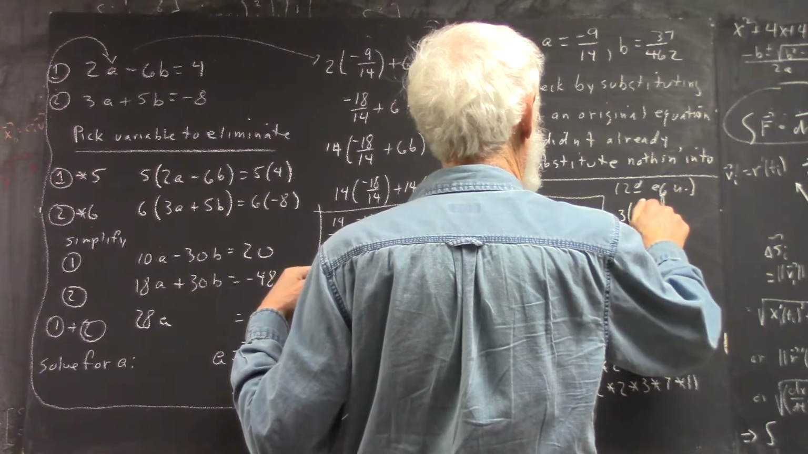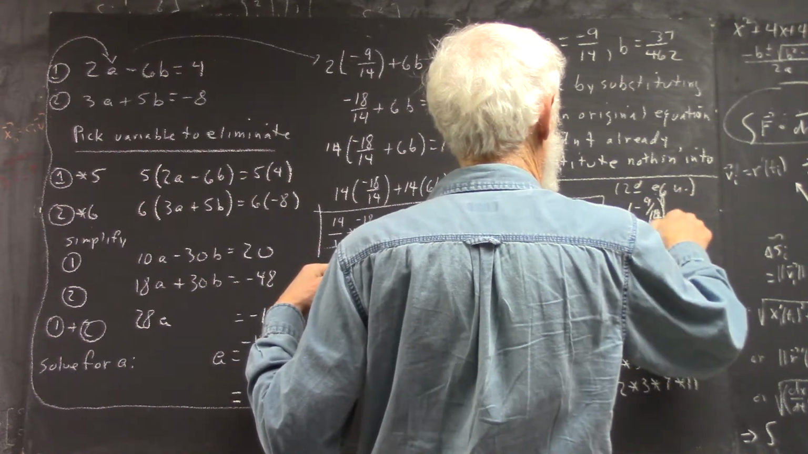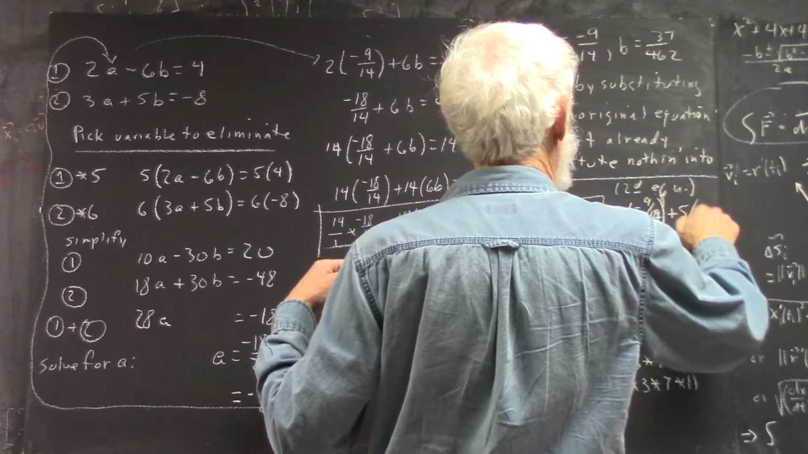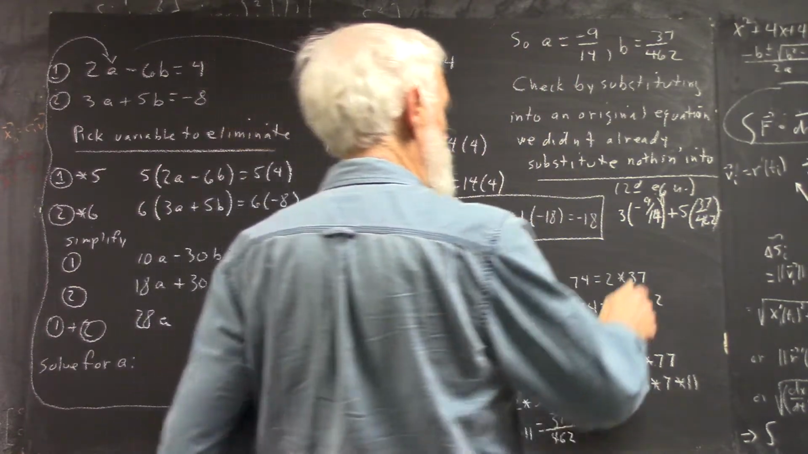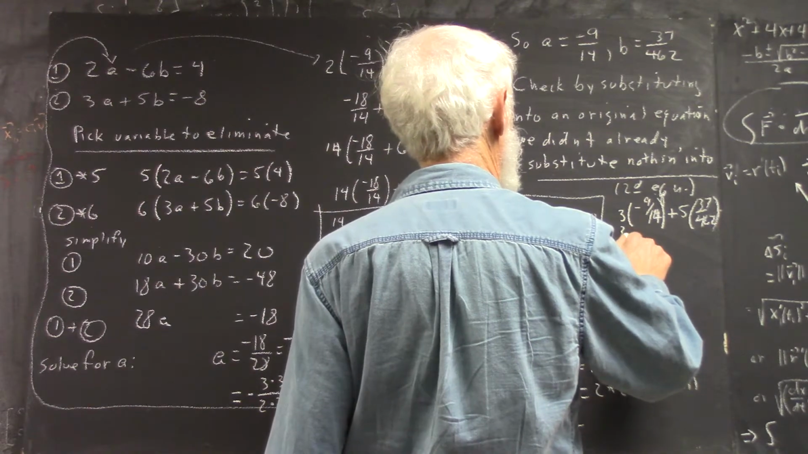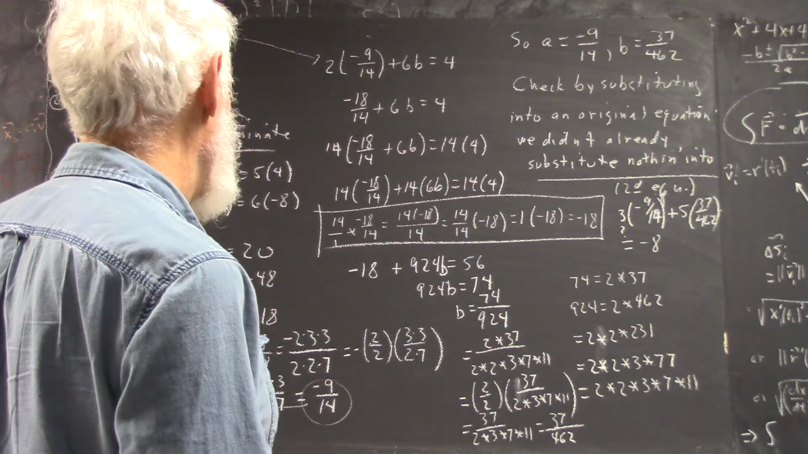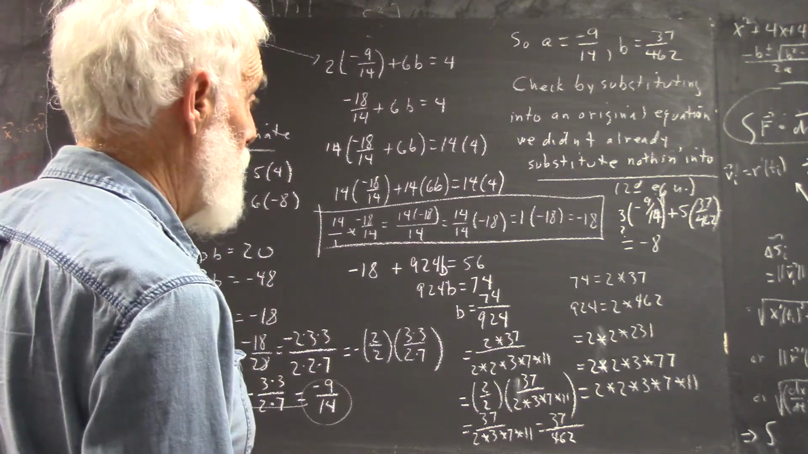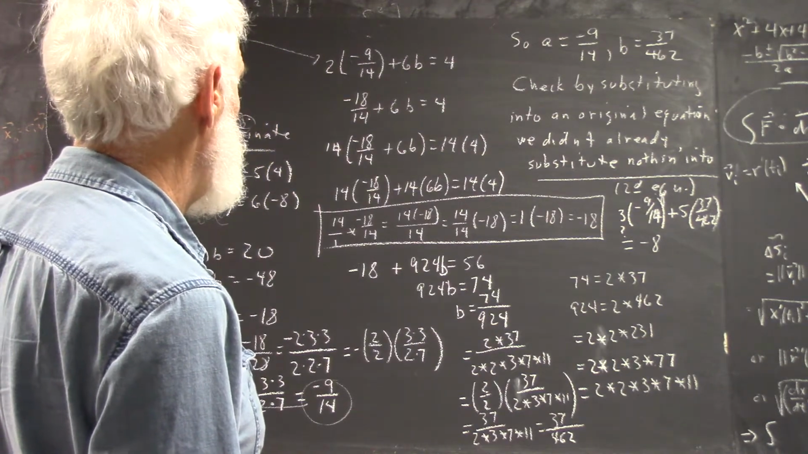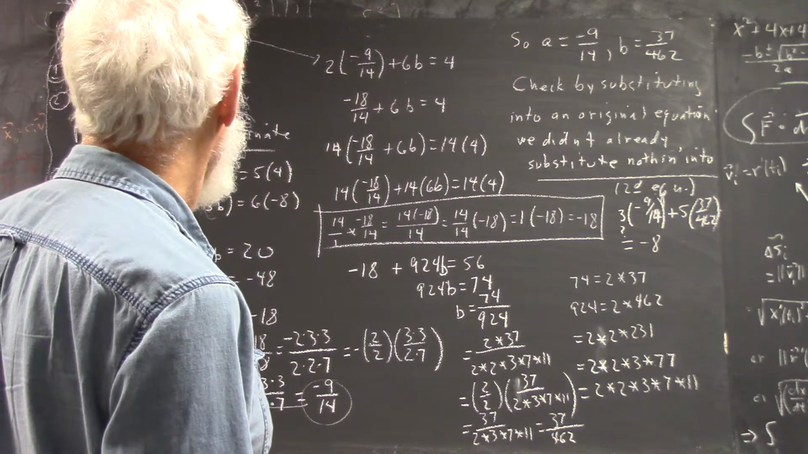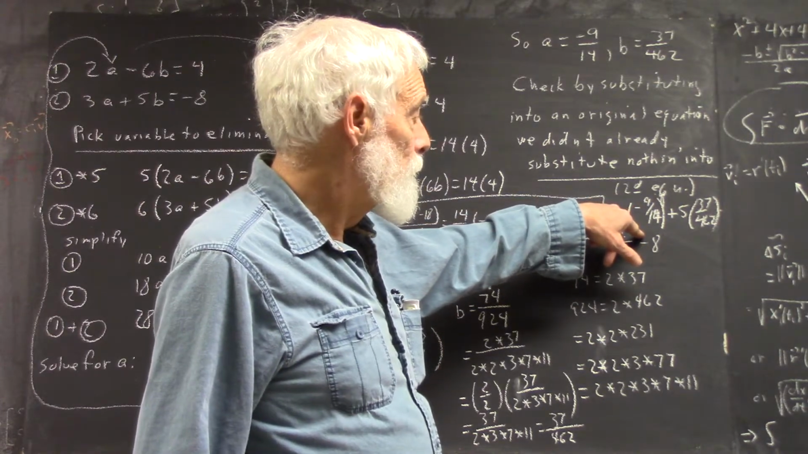It's 3a, so that would be 3 times negative 9 over 14 plus 5 times 37 over 462. And if we did this right, that should equal, I'll put a question mark over the equal sign, negative 8. But I pretty much guarantee you it doesn't, because it doesn't even come out negative. Maybe it does, yeah, okay. But it doesn't come out negative 8. Three times negative 9/14 is negative 2. That's not 2.